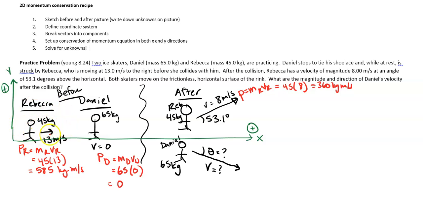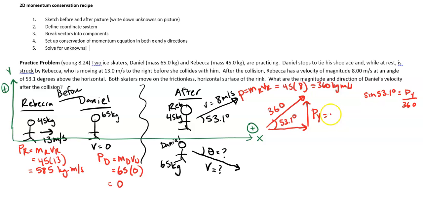So Rebecca's is just initially x. Daniel is just initially nothing. Rebecca has both components afterwards, so I'm going to split that momentum into the x and y components. So let's split this up. This is 360, and this angle is 53.1 degrees. So for momentum in y, we have opposite and hypotenuse. That's going to be sine of 53.1 degrees equals py over 360. Multiply both sides by 360, and I get py to be 288 kilogram meters per second.